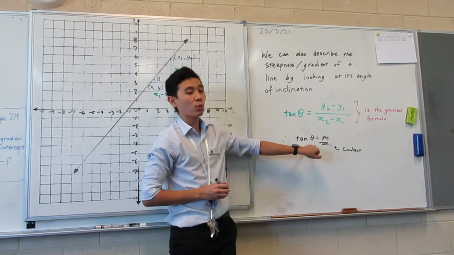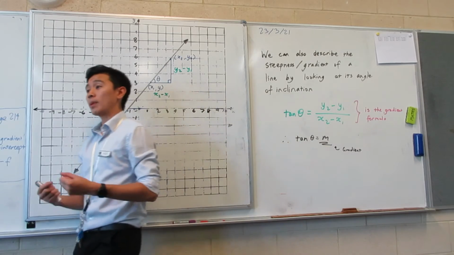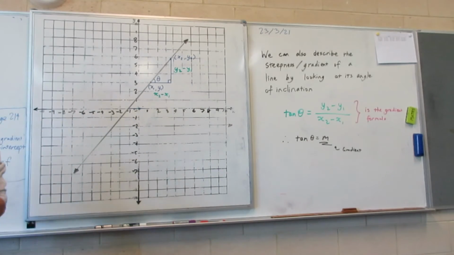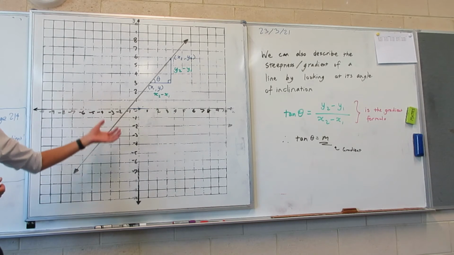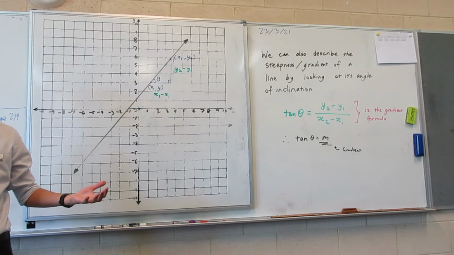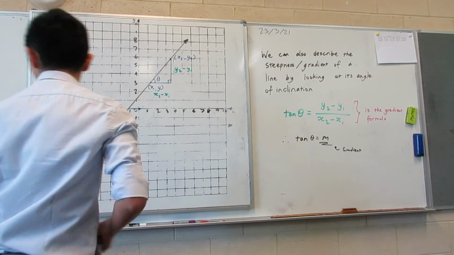We can use this rule and this relationship to help us identify the angle of inclination if we've got the gradient, or go the other way around. If we've got the gradient, we can work out what the angle is that the object is at. So let's take a look at those two examples.